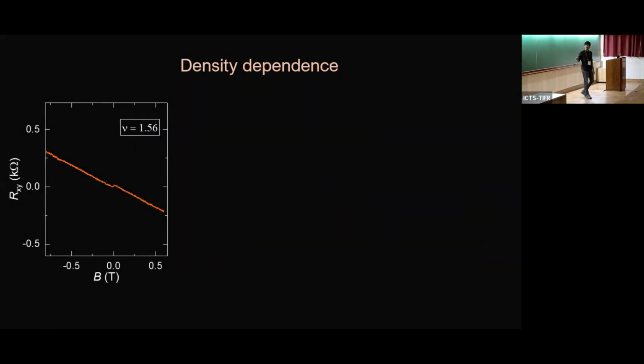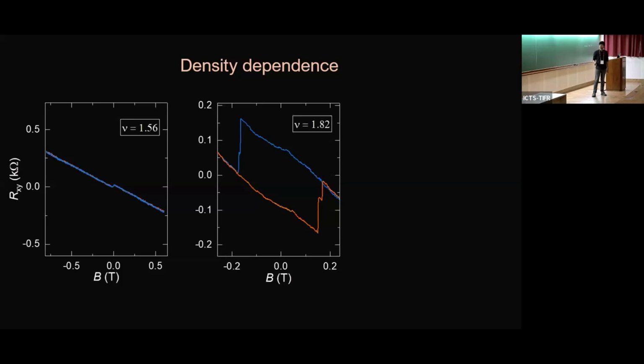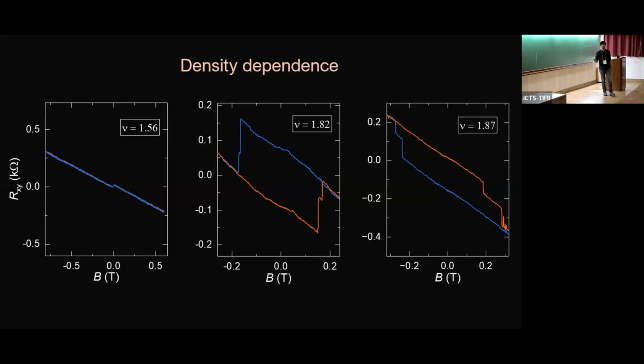Then we started taking the density dependence of hysteresis. So I'll start from a filling factor close to 1.5. Here, this orange trace is basically from left to right, negative to positive magnetic field. And if we change the direction of magnetic field sweep, we don't see any hysteresis. Now I'm going to increase the density. So when we are at 1.82, we see a large hysteresis. Now if we increase the density further, we see a reversal of hysteresis. Here you can see the blue trace is on top of orange, and by changing the density, you see a flipping of hysteresis at around 1.87.